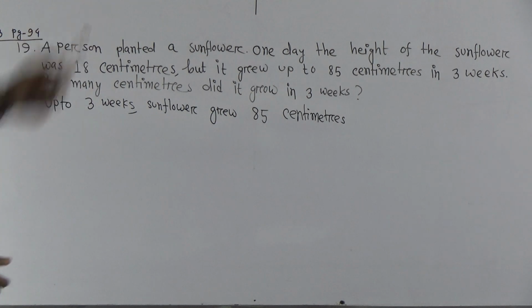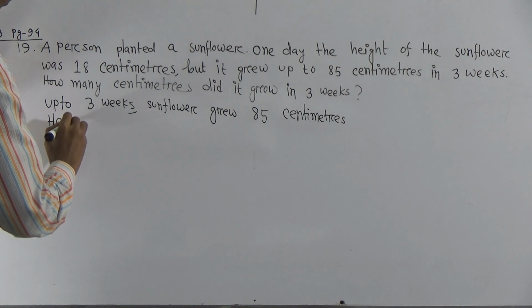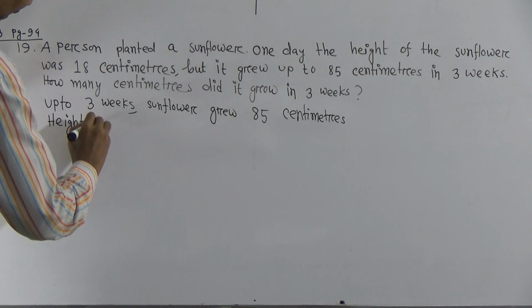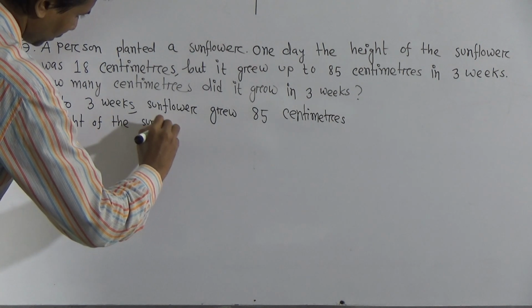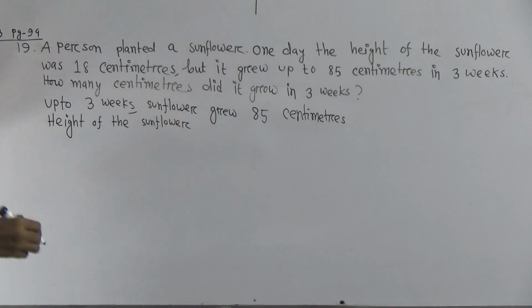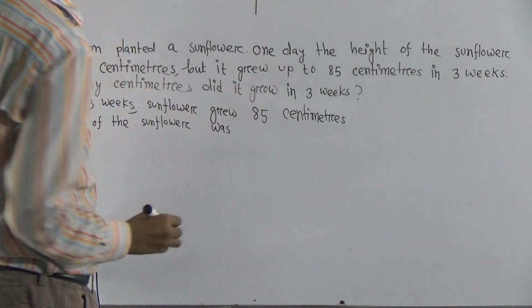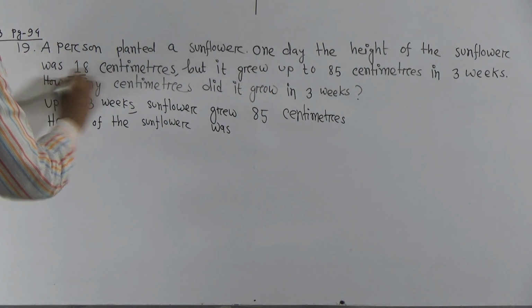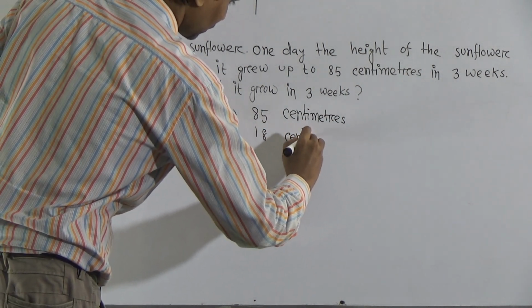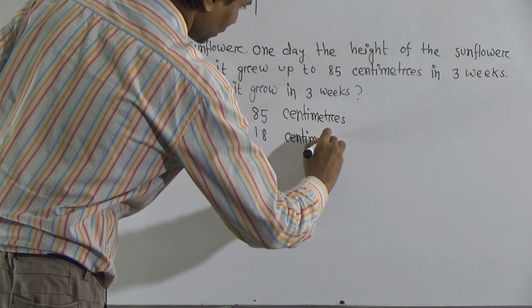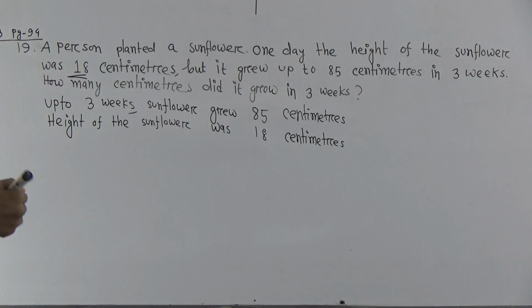Now, you see, height of the sunflower was 18 centimeters. Right here, 18 centimeters. Height of the sunflower was 18 centimeters.